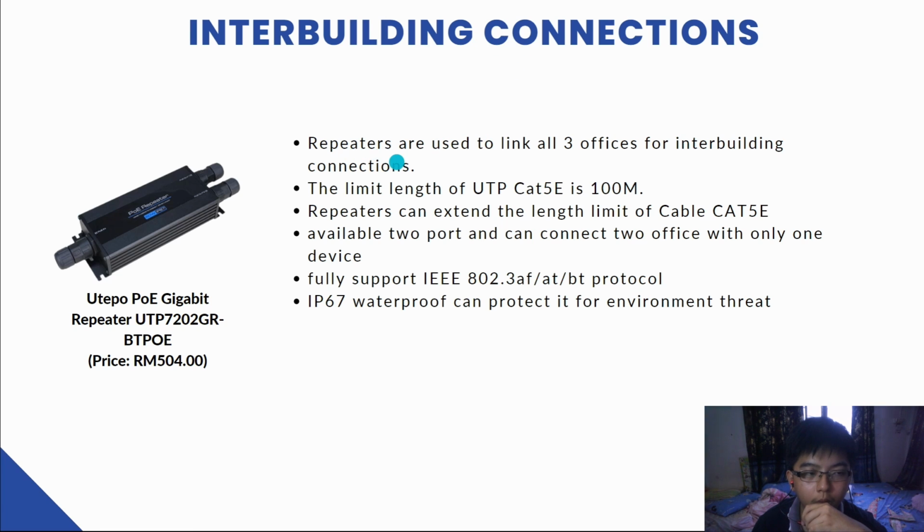Next, I want to introduce the technology for inter-building connection. In our connection, we want to connect 3 buildings with Ethernet cable. However, the range limit of Ethernet cable is only 100 meters and the distance between the buildings is already more than 100 meters. Therefore, a repeater is needed for us to do the inter-building connection.